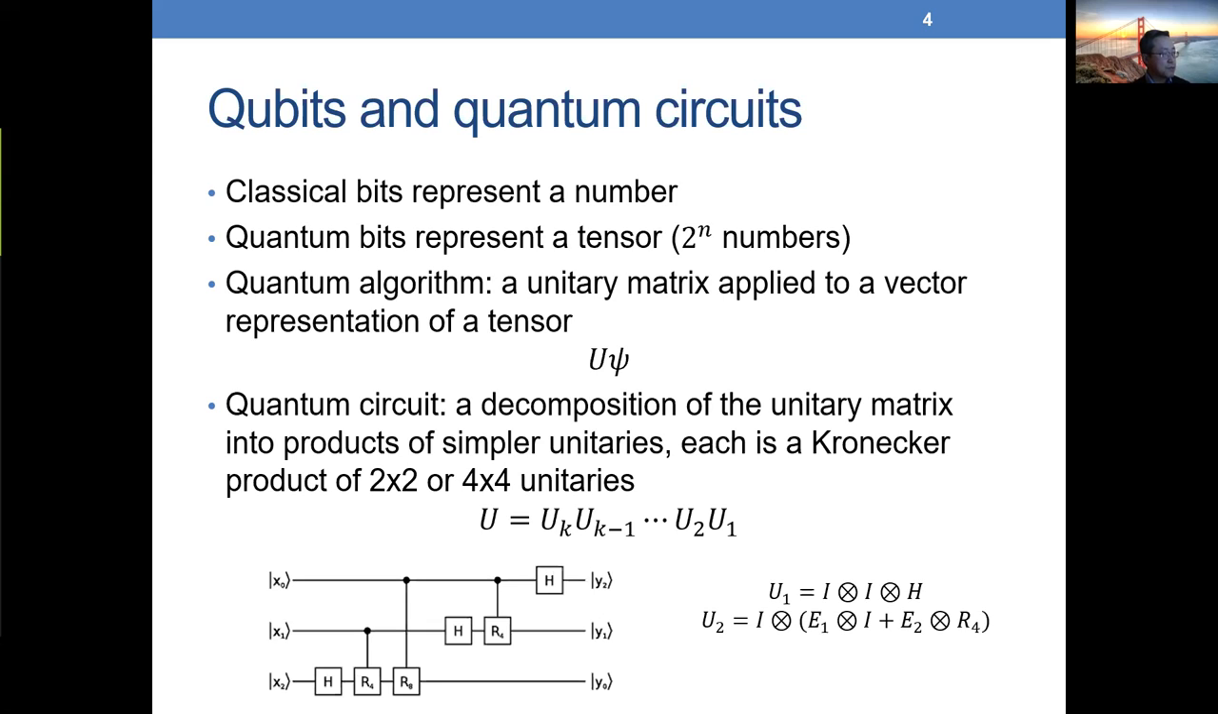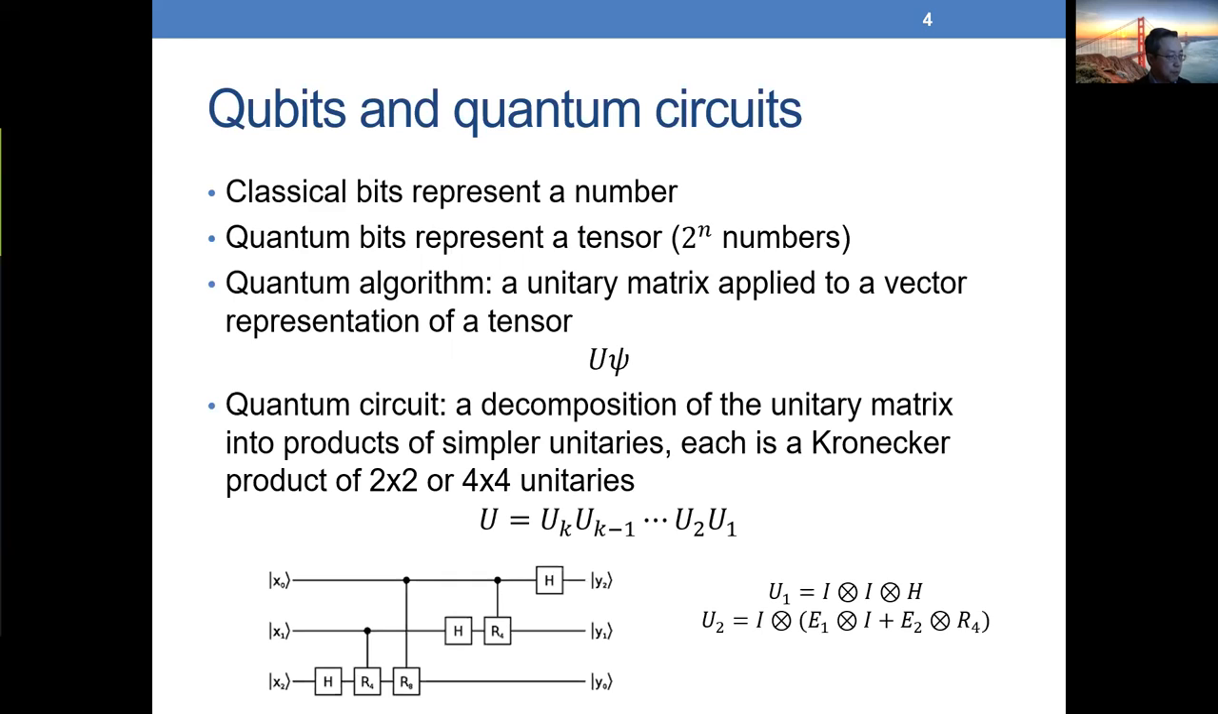A quantum circuit is basically a decomposition of a unitary matrix into products of simpler unitaries. Okay, so if you were to just construct that unitary matrix explicitly, there's no gain when you compare to classical computing, right? So the reason that quantum computing is efficient is that you can write U as a product of these U1, U2, up to UK, and each one of them is simpler, in the sense that they can be written as canonical products. I'll talk about what canonical products are if you don't know what they are.